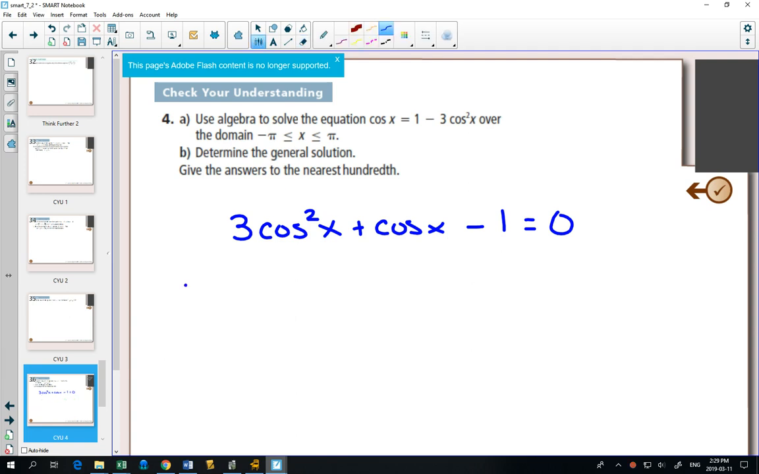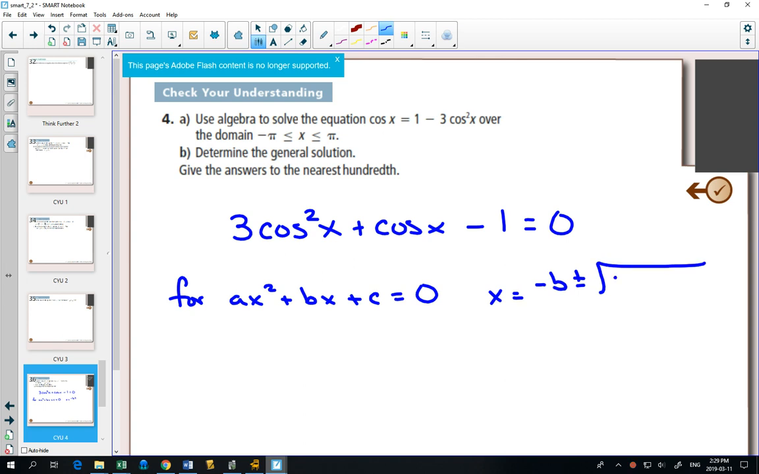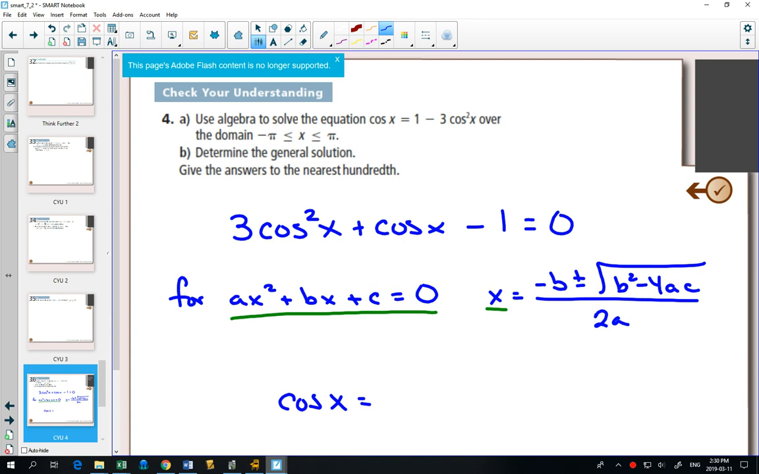And on your formula sheet, it says, for ax squared plus bx plus c equals 0, x is equal to negative b plus or minus the square root of b squared minus 4ac over 2a. This part is important because in this part the x is squared, and so you're solving for x. In our question, the cos is squared, so if we use the formula, we would be solving for cos x, not x equals.